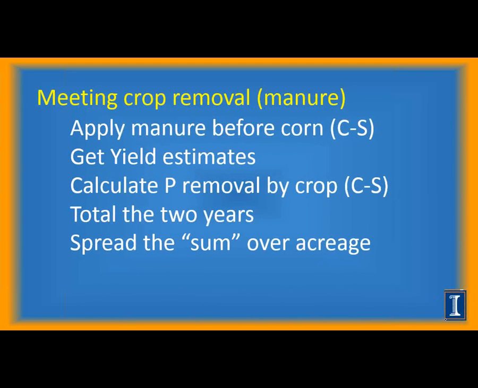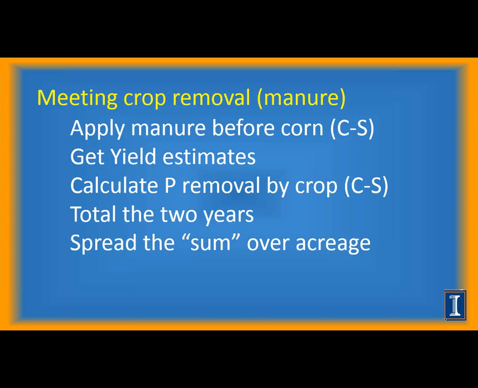Okay, meeting crop removal with manure. So you're always going to want to apply the manure before corn. That's typical, and the reason for that, of course, is that because you have that 50% nitrogen availability in the first year, you want corn there to sort of slurp up that nitrogen rather than soybeans.